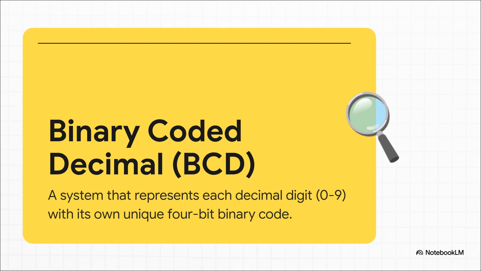The idea is actually kind of brilliant in its simplicity. Instead of trying to convert a big number like, say, 123 all at once, BCD just takes it one digit at a time. It's like translating a word letter by letter, much easier to handle.